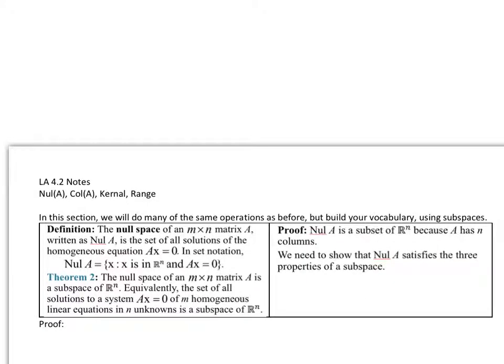Hi, this is Linear Algebra, lesson 4.2. We're going to be talking about the null space and the column space. So if we talk about the null space, what does that mean? Well, if we have an equation, Ax is equal to 0.